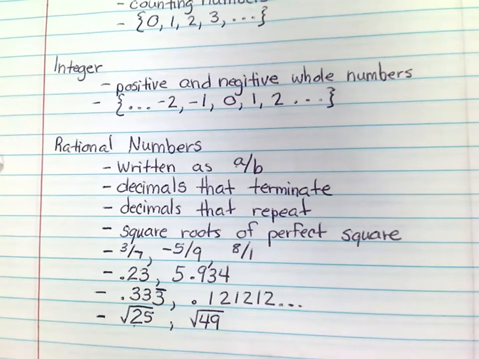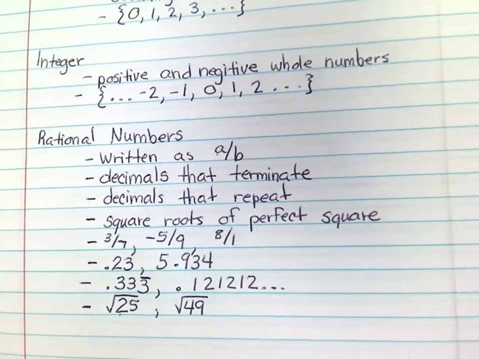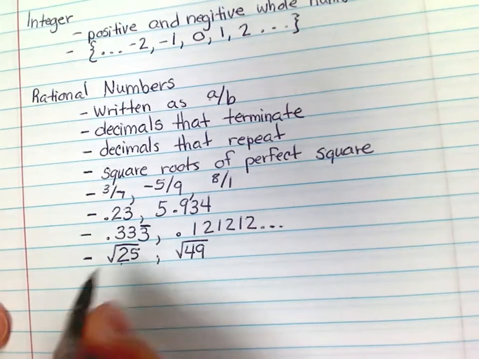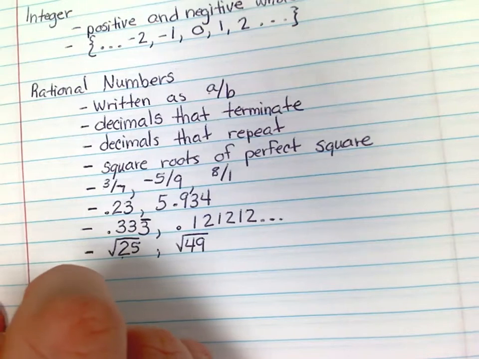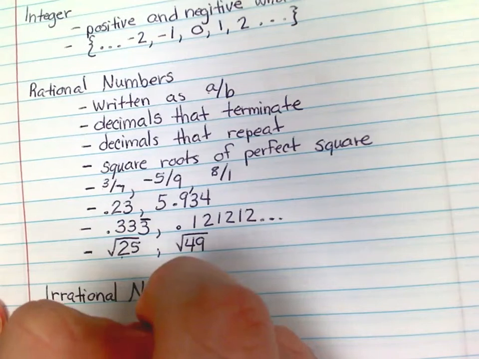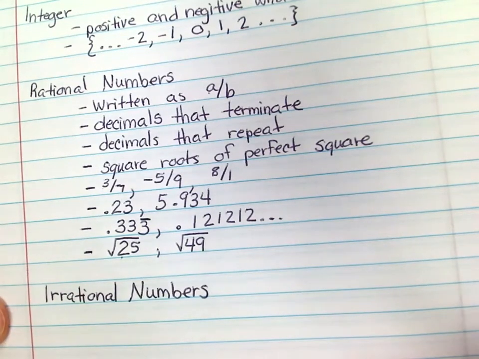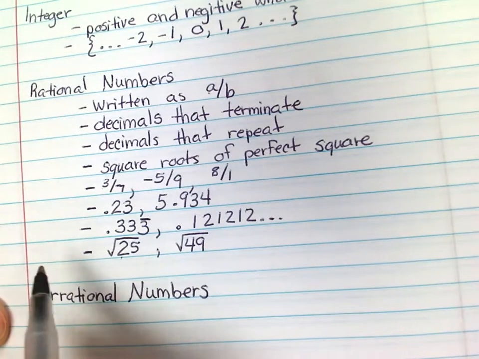Okay, now you're probably saying, well, what about decimals that do not repeat, or decimals that do not terminate, or some ugly looking square root things? Well, that's going to fall under the irrational numbers. Irrational numbers are decimals that do not terminate and are not repeating. And they can also include square roots like this, but they will not be perfect squares.